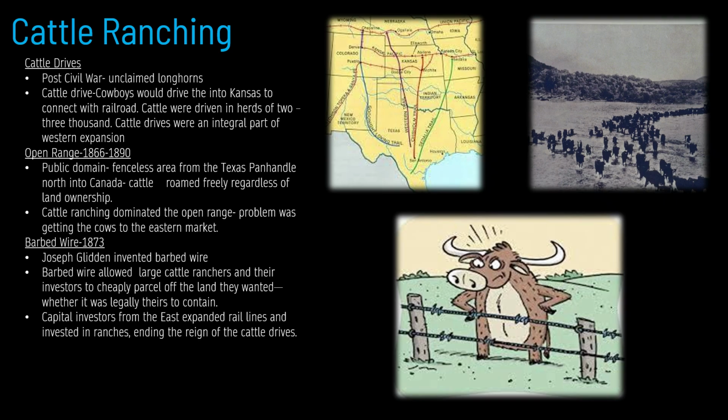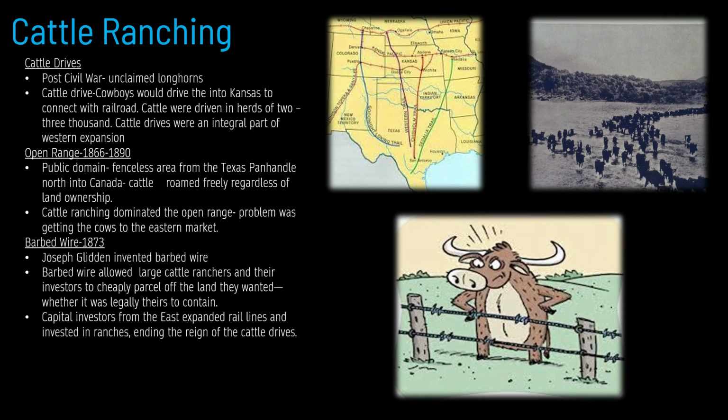Open range means that these cowboys could move their cattle through whoever's acreage, basically a huge yard. The cattle could eat the grass, and the cowboys would just keep moving them because they want to move them north, from Texas to Kansas, where they can meet up with the railroad. The railroad could then ship the cattle east to the market, and the cattle would get slaughtered and sold.